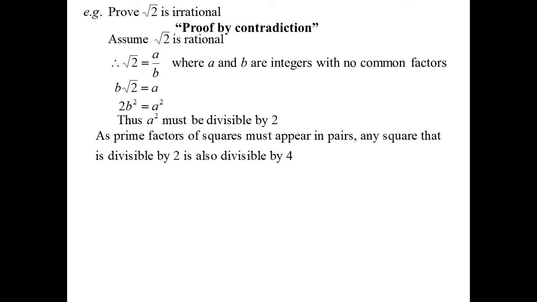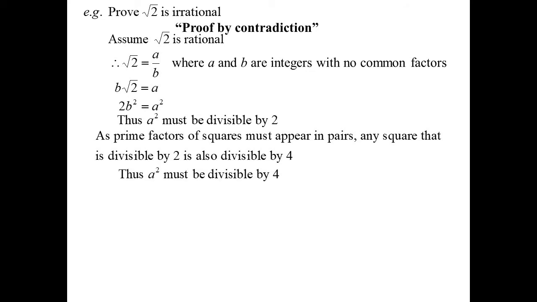We're talking about prime factors. If you think of prime factors, anytime you've got a square, factors will appear twice because you're saying a number multiplied by itself. So any factor must be there so it can go times itself. So if a squared is divisible by 2, then it must also be divisible by 4, because if 2 is a factor, there must be another 2 in there so it can be multiplied by itself. 2 times 2 is 4.